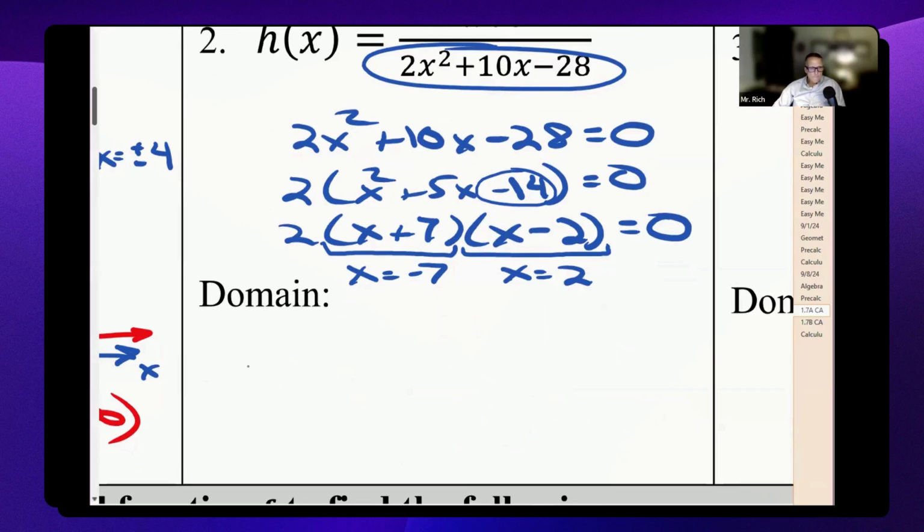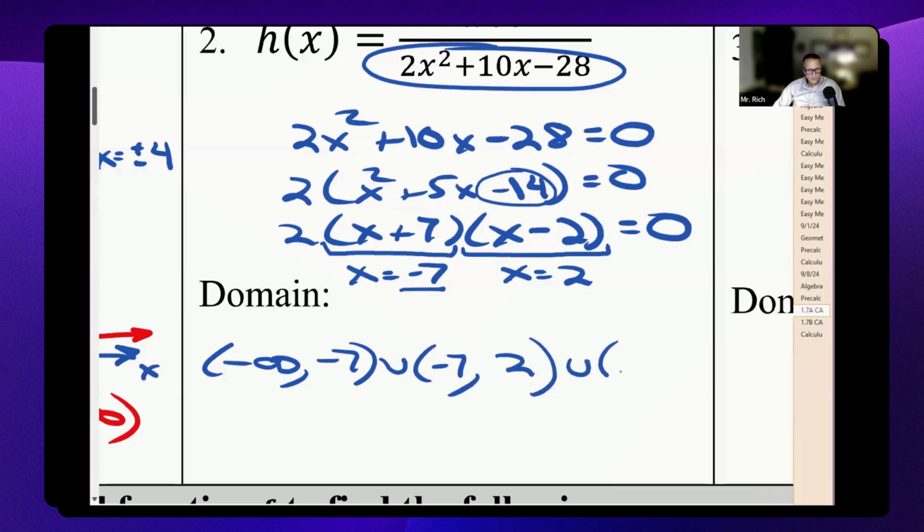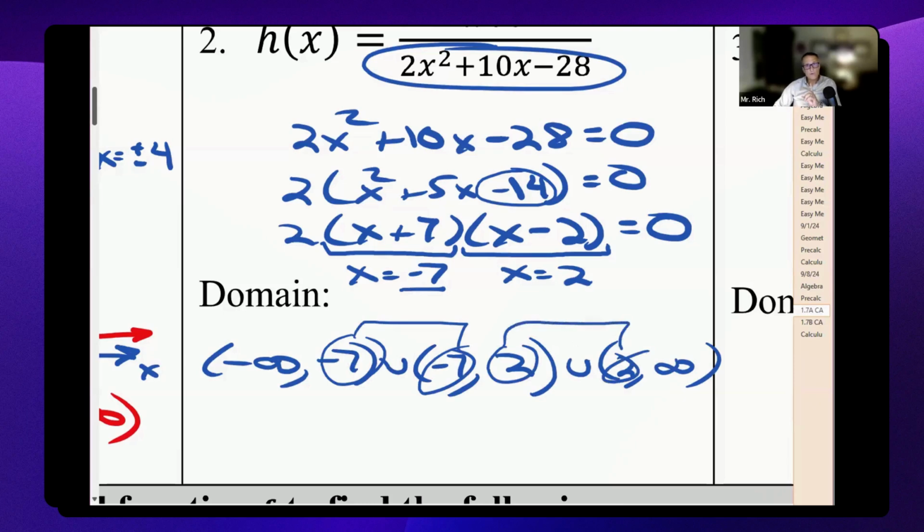So therefore, I will express my domain as going from -infinity to the next number, -7, but I'm going to skip over -7. So I'm going to go from -7 to 2, and then from 2 to infinity. This is what excludes those two values, right? -7, and then the 2 right here gets jumped over because, as I said, in interval notation, and in case you missed it, I'm going to show you.